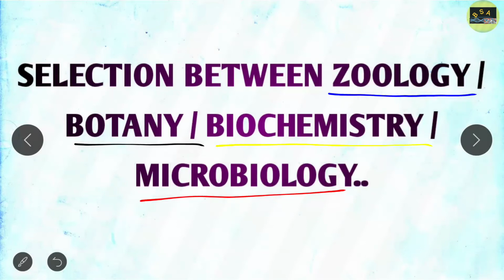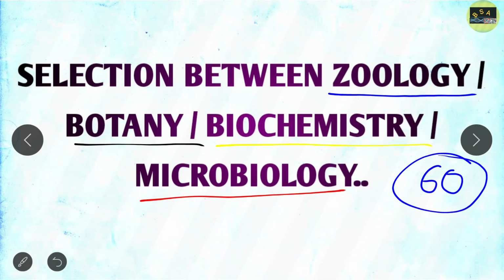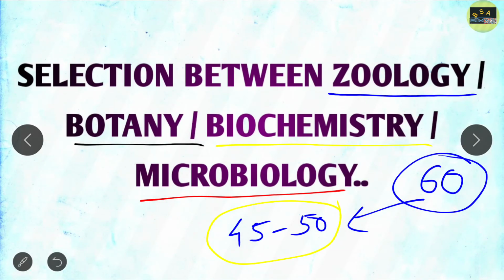See, I want to give you some suggestions regarding this, because this is your main subject, and from this there is a 60 marks question, 30 plus 30, and you should get 45 to 50 in this section. It's very easy to score 45 to 50 out of 60 marks. I'll just give you the tricks.